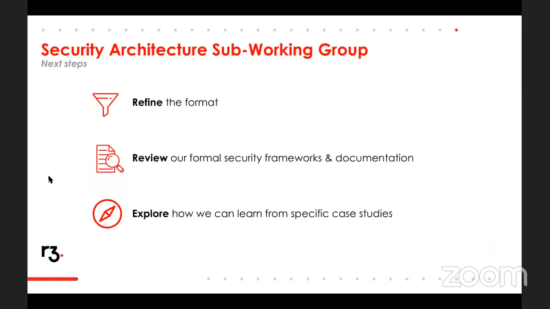We also need to start more formal kinds of scrutiny around the various security frameworks and documentation that we are looking to deploy around services provided by R3. So our network in particular: what formal structures have we got in place to ensure their security, and how do we evidence that through documentation? And that's something else that we would expect to go through the security SWG.